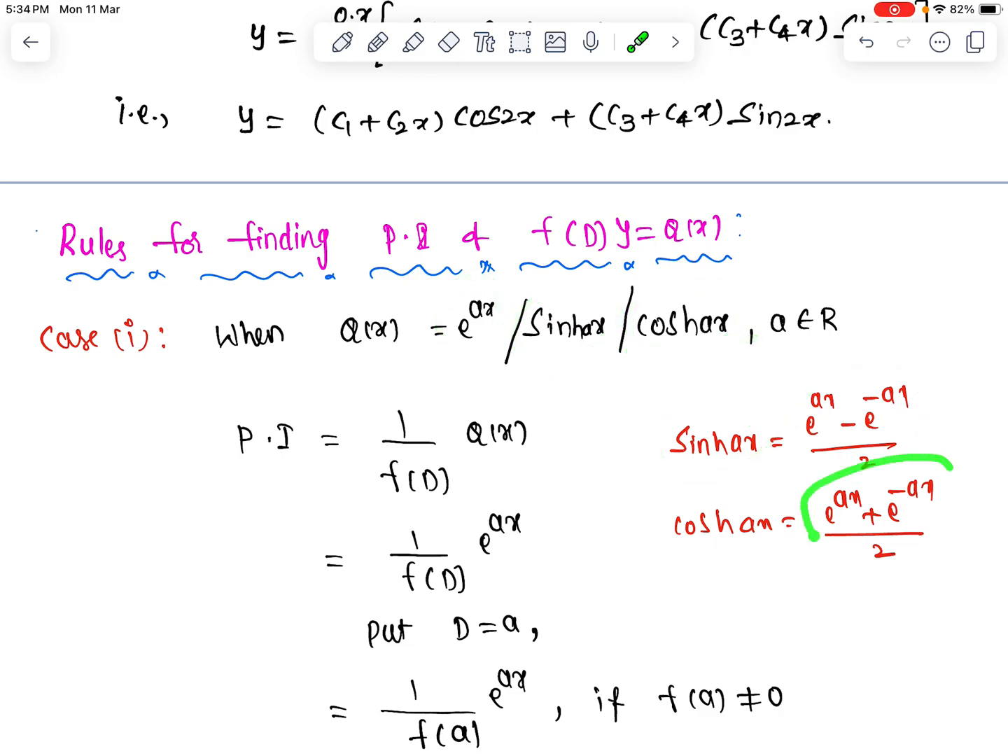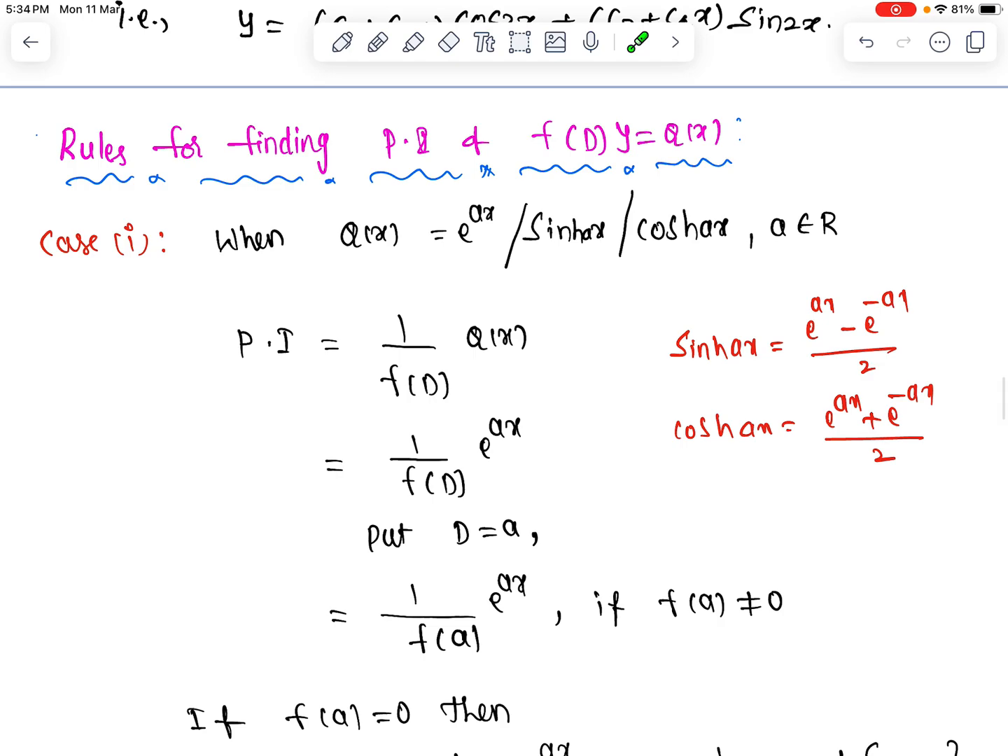What are the formulas? Sin hax is equal to (e power ax minus e power minus ax) by 2. Cos hax means (e power ax plus e power minus ax) by 2. If we get these two functions also, in that case we should write these two formulas and we should apply the e power ax method only.